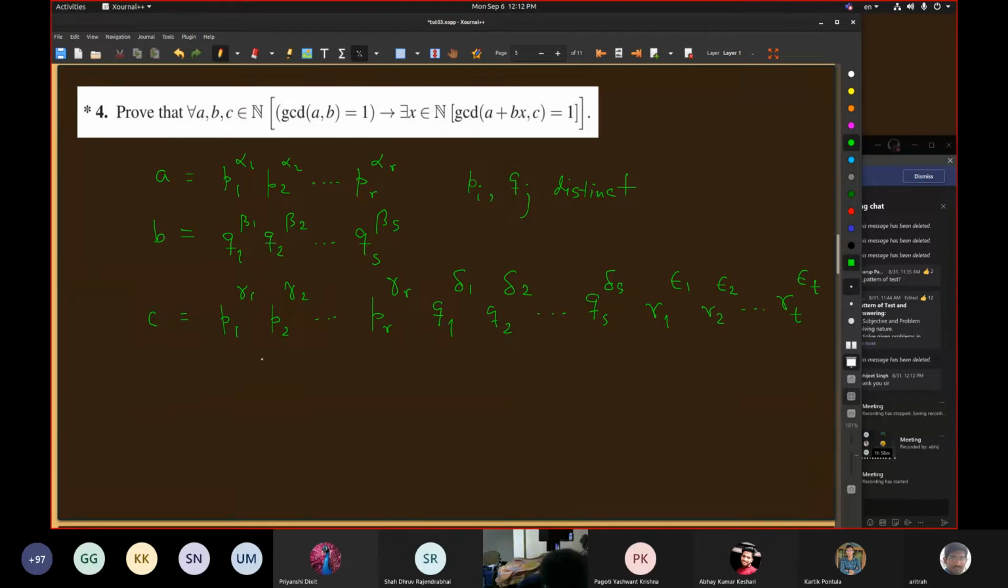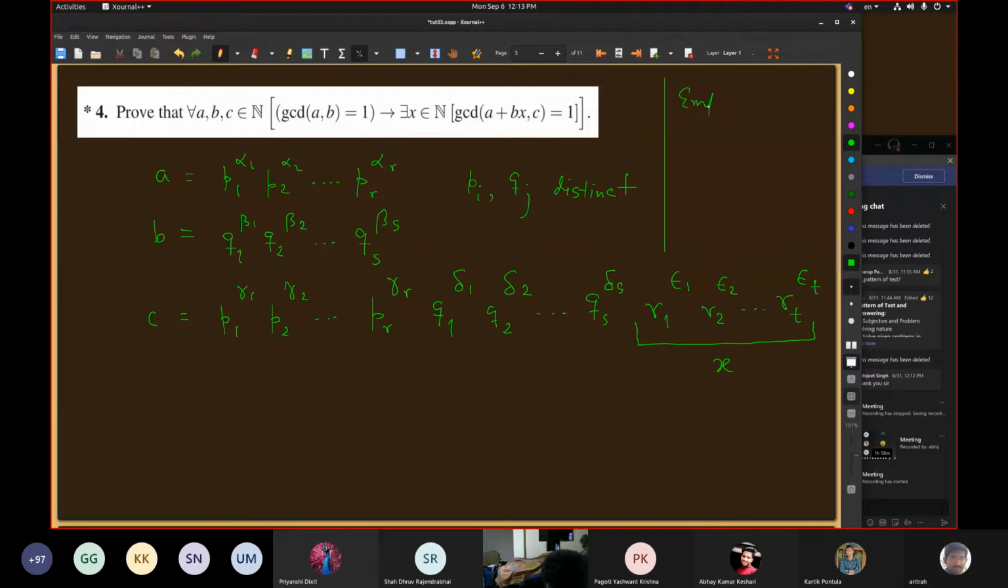So this is a kind of constructive proof. I am suggesting that if I take this product, R1 power epsilon 1, R2 power epsilon 2, up to RT power epsilon T, as x, this will work. You note that this C may have no such private factors. It may even be 1. So in that case, t is 0. What is x in that case? 1, right?